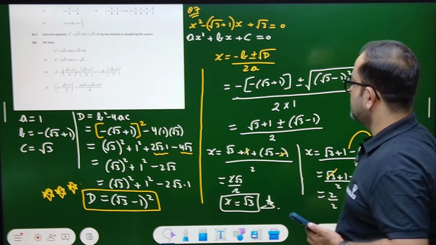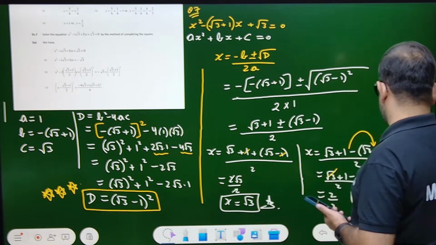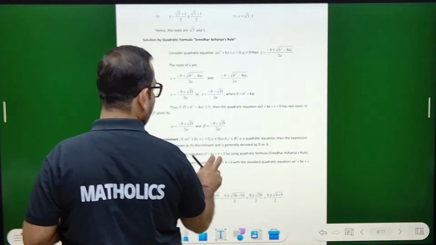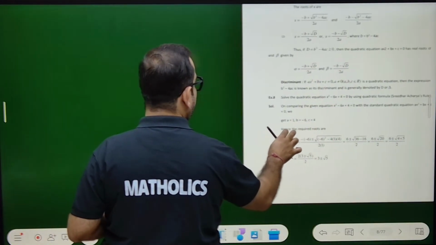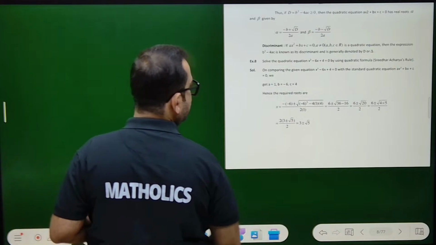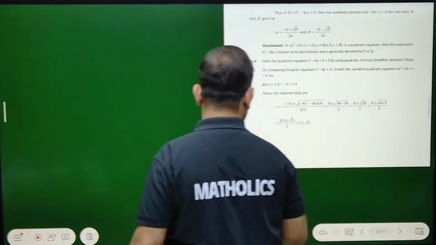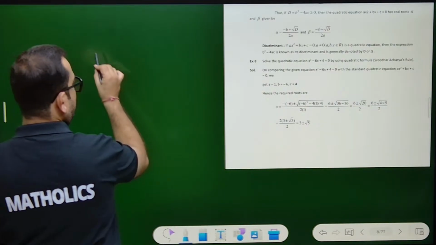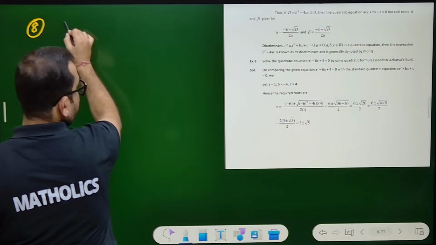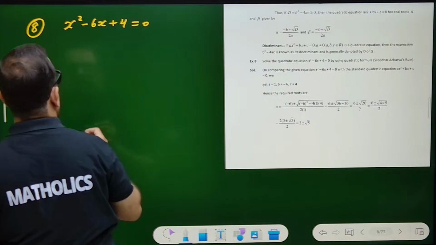Okay, let's move forward to solving another question. This was question number 7. Another question is: solve the quadratic equation by using Shridharacharya's rule. I'll write the question, number 8. The question is x square minus 6x plus 4 equal to 0.